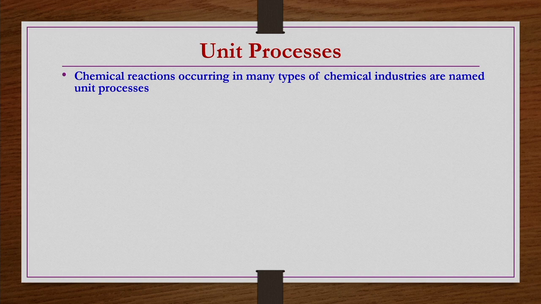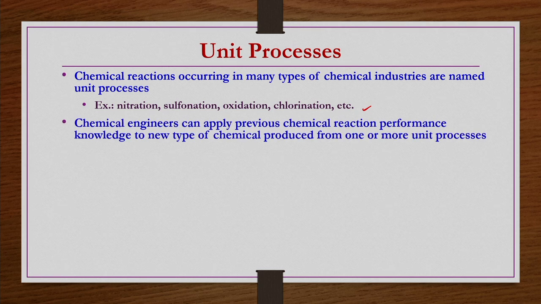Now we see a few basics about unit processes. Chemical reactions occurring in many types of chemical industries are named as unit processes. Examples: nitration reaction, sulfonation reaction, oxidation reaction, chlorination reaction. I have given reactions associated with inorganic chemicals production only. There may be other reactions associated with inorganic chemical production. Of course, we are going to see them in detail from the next slide onwards.